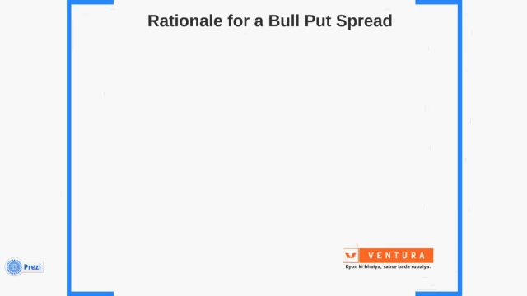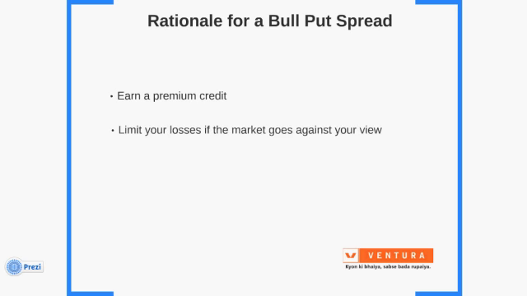Now, what's the rationale for a bull put spread? You earn a premium credit as the cost of the put that you sell is higher than the one you actually buy. You do expect the markets to go up marginally, but you would like to limit your loss if it doesn't. Overall, you limit your potential losses at the cost of limiting your profit if your views are correct.